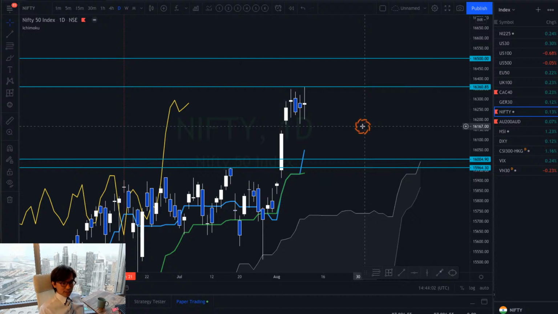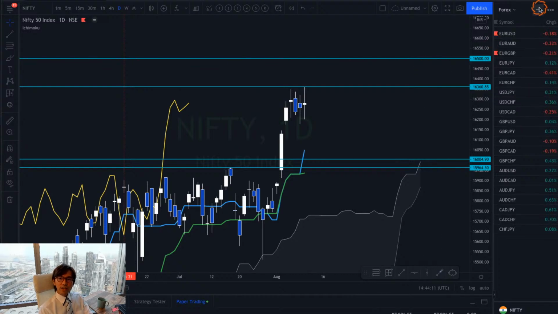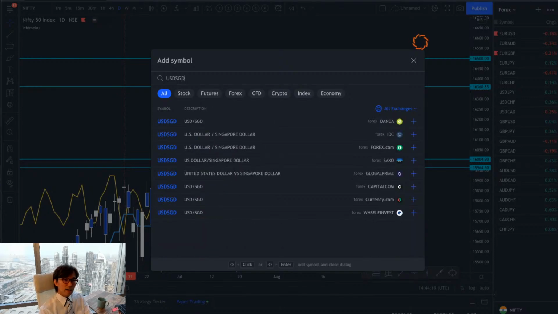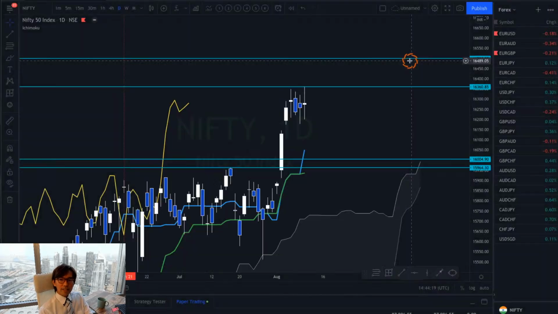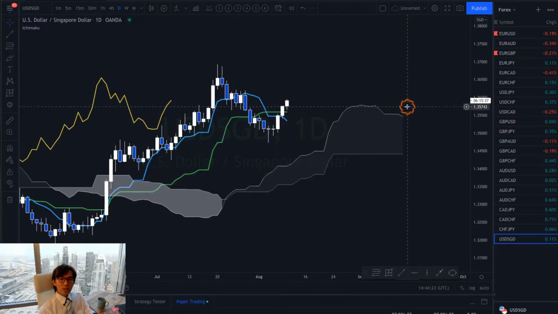Let's see, can you look at USD SGD? All right, let me see. USD SGD, I don't really look at it, but let me check because we might have some other interesting sample here. Okay, so at a glance, this is ranging because the Kumo is flat and the Kijun Sen is flat on the daily chart.